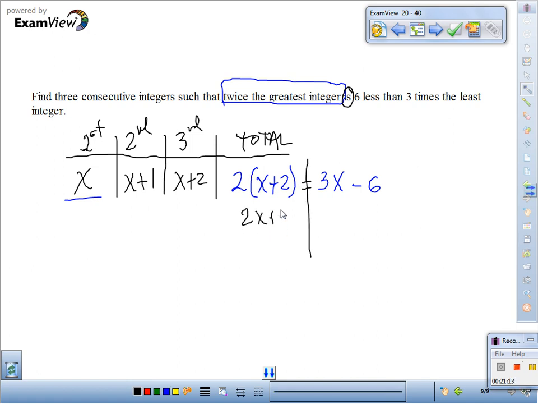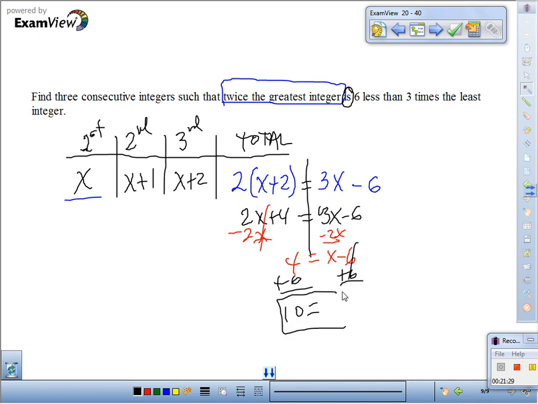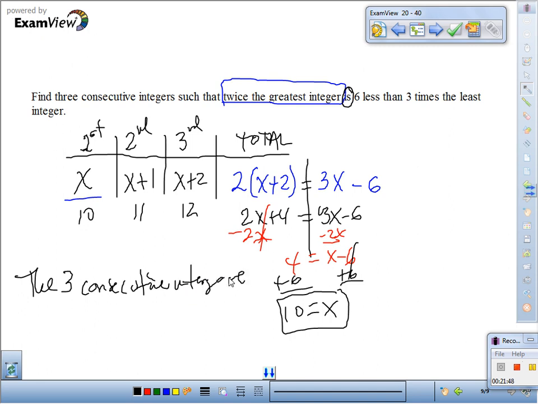We distribute. 2x plus 4 equals 3x minus 6. Subtract 2x, subtract 2x. 4 equals x minus 6, plus 6, plus 6. 10 equals x. Are we done? No, that's our first one. What is our next one? 11 and the last one? 12. So therefore, the 3 consecutive integers are 10, 11, and 12.